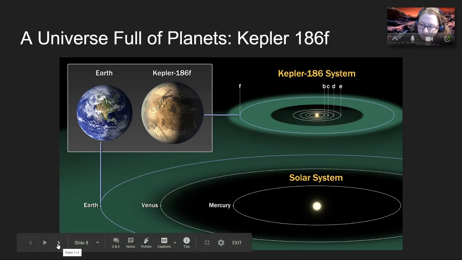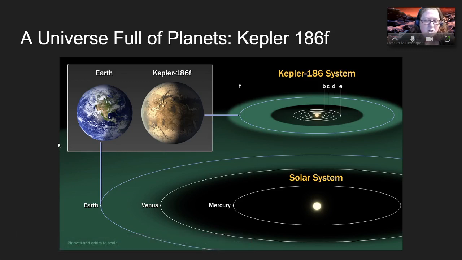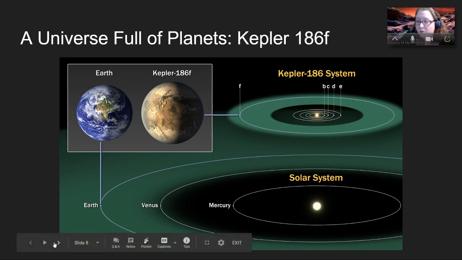Now, as exciting as this system is, it's about 600 light years away. So it would be an incredible voyage for us to try and get there. That makes it maybe not our best second home. We want to find something that's a little bit closer.